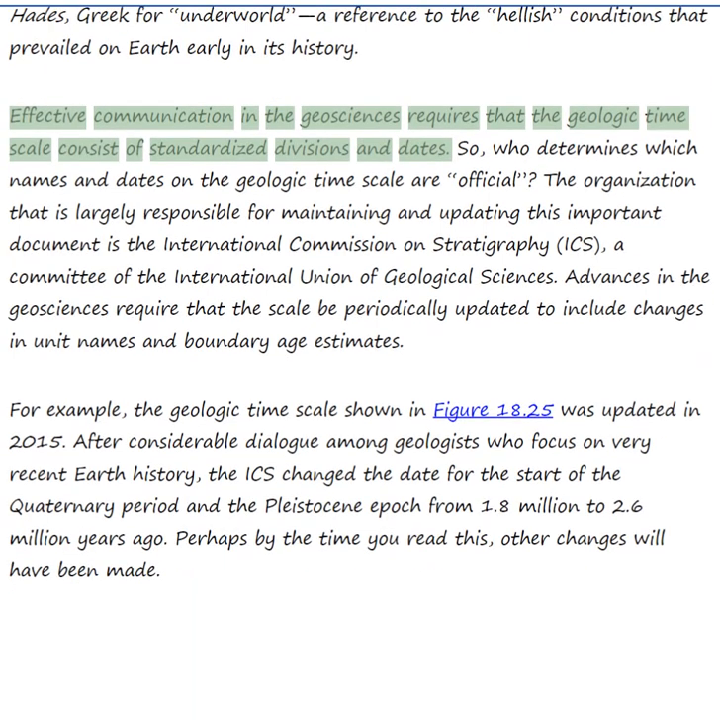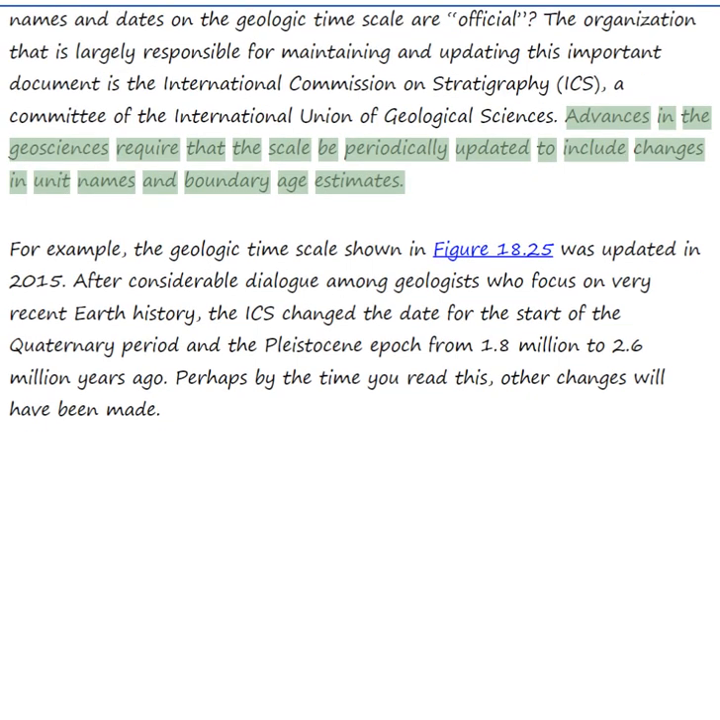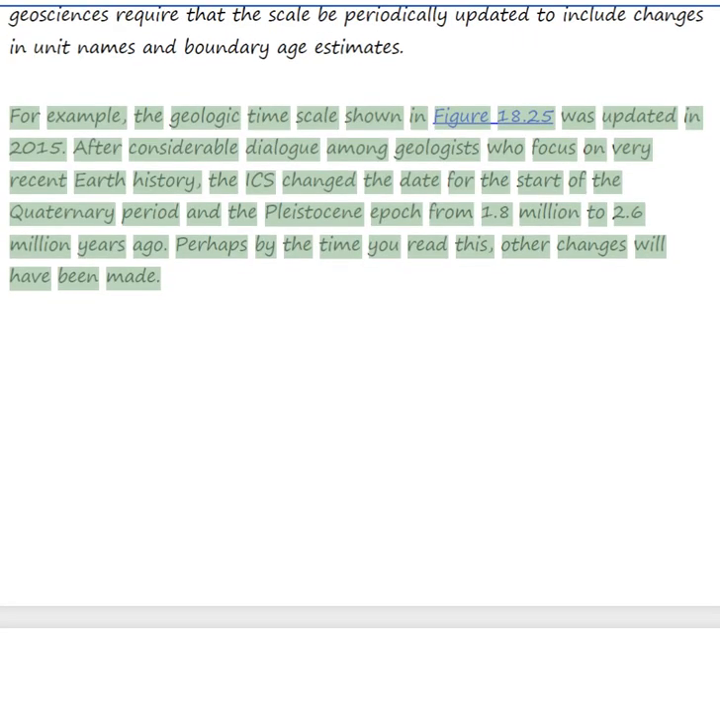Effective communication in the geosciences requires that the geologic time scale consist of standardized divisions and dates. So, who determines which names and dates on the geologic time scale are official? The organization that is largely responsible for maintaining and updating this important document is the International Commission on Stratigraphy, a committee of the International Union of Geological Sciences. Advances in the geosciences require that the scale be periodically updated to include changes in unit names and boundary age estimates. For example, the geologic time scale shown in Figure 18.25 was updated in 2015.